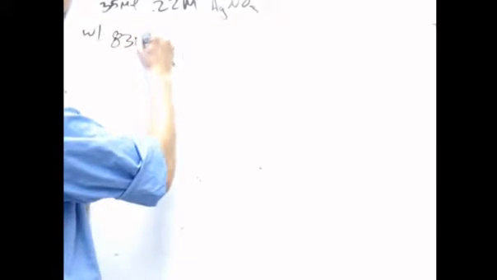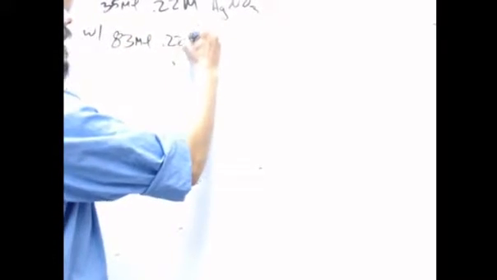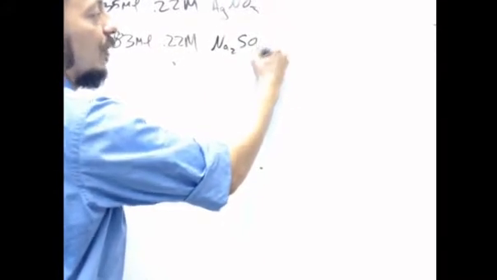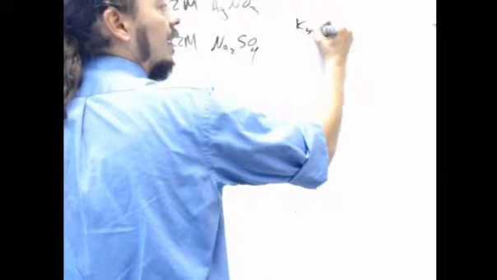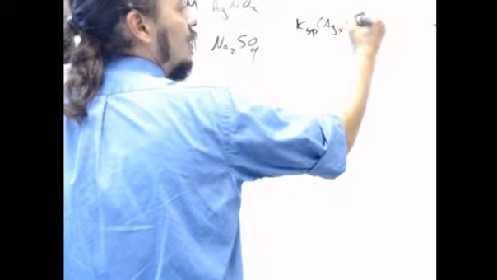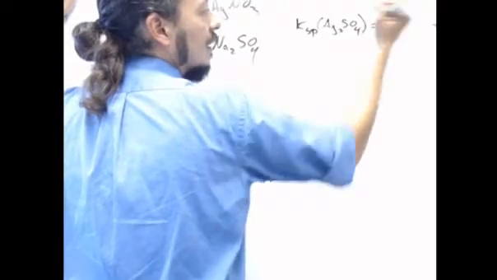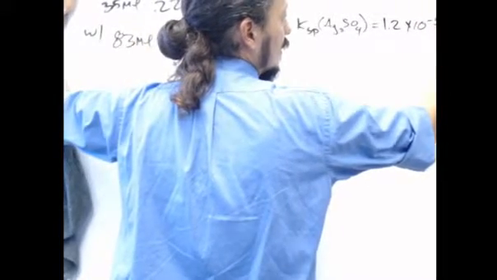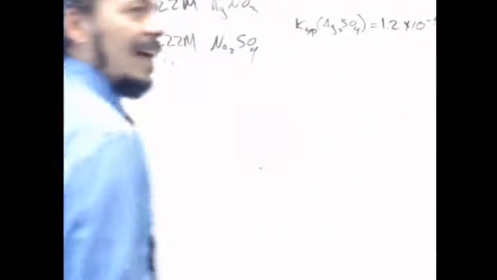And we're going to add that to, was it 40-something milliliters? 80-something milliliters? 83 milliliters of 0.22 molarity sodium sulfate, Na2SO4. The Ksp of Ag2SO4 is 1.2 times 10 to the -5. Anyone else get that? Yeah.